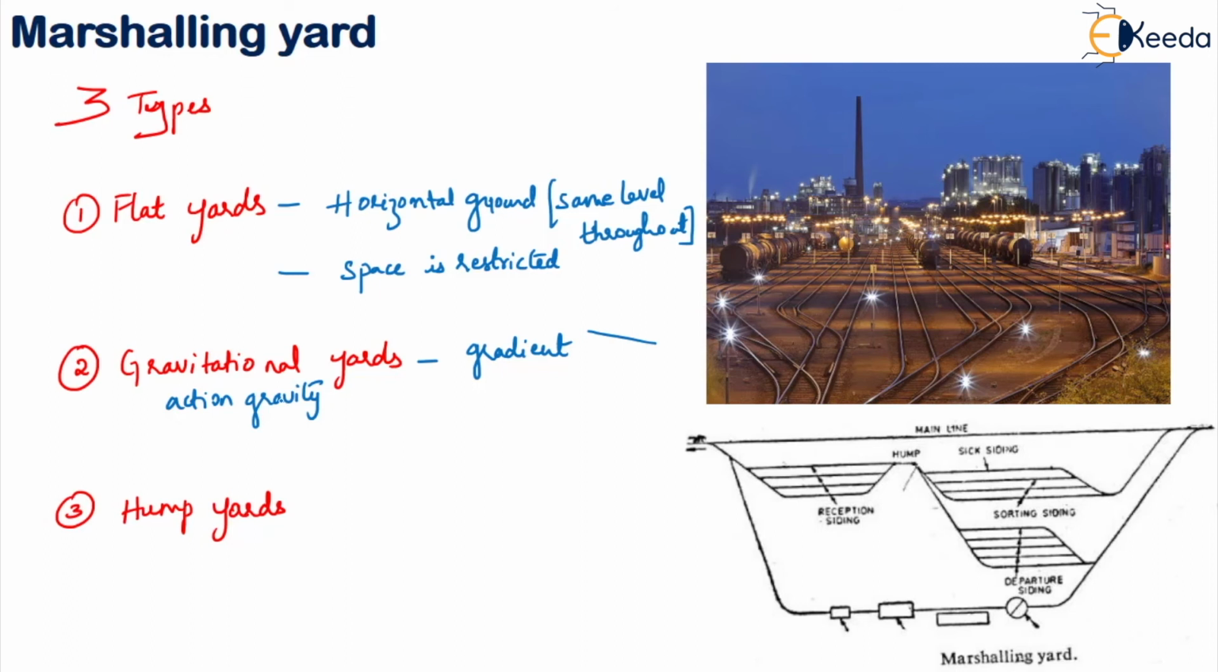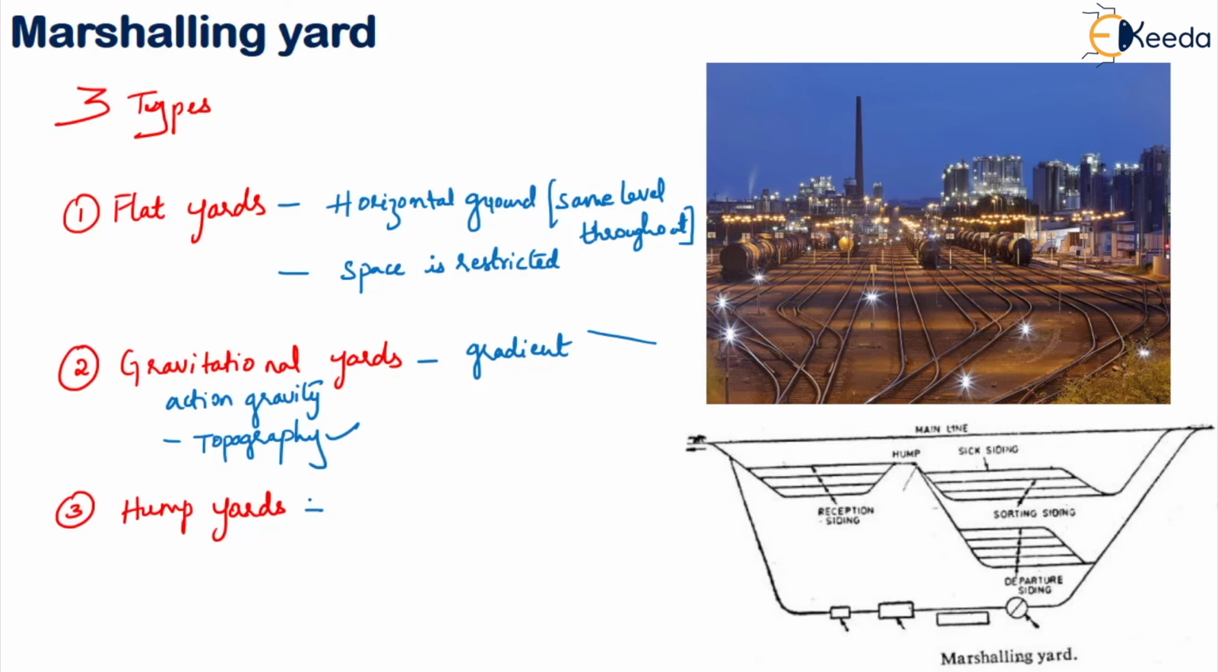So this can be possible only if the topography where we want to give the marshalling yards is in such a way that we can do it. But most of the yards might not permit us to form this type of yard. So only if the topography is applicable or suitable, we can go for this type of yard. Right. And the last one being the hump yard.